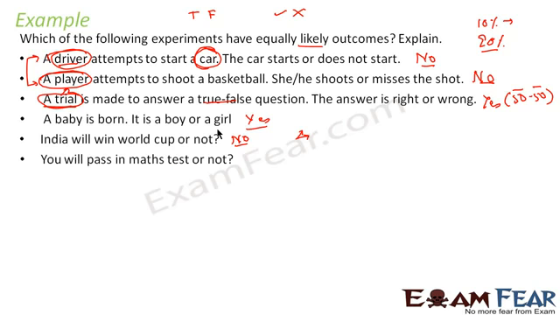You will pass a math test or not? Again, no. Why? Because in this case you are involved. Just as India is involved, these people can rig. In fact, you can rig the total outcome. If you perform well in the math test, you will pass. If you don't practice, you may fail. So it is you who can rig the whole thing. So it is not equally likely. So here, if you see, only two events are equally likely because there is no one to rig, and the chances are 50-50. Correct?